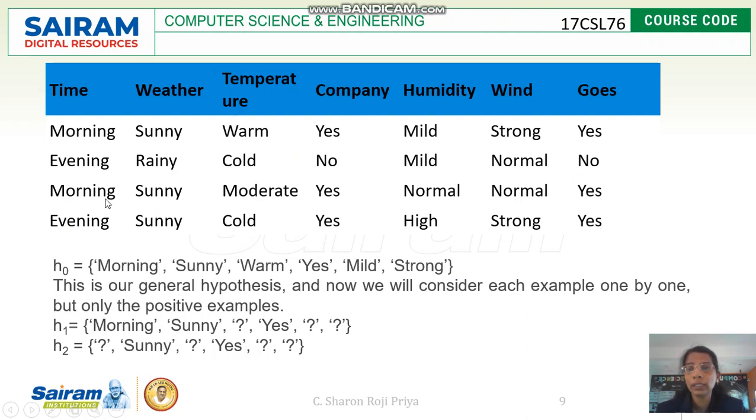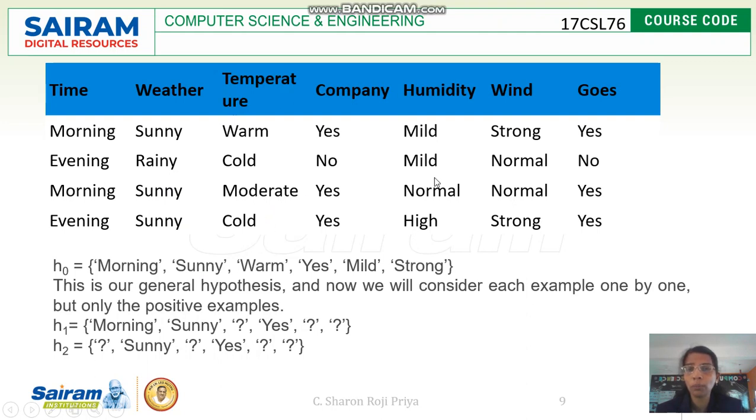Coming to the next instance, it is a positive one. In this instance, take the first attribute and compare it with the first attribute of your hypothesis. Morning, morning, same, so it will be morning. The next attribute in your instance is sunny, and in the hypothesis it is also sunny. Compare both: sunny, sunny, so it should be sunny. Next, here it is moderate, and here it is warm.